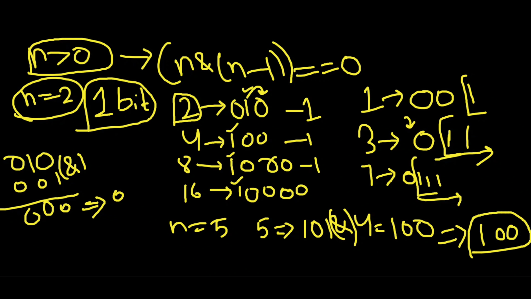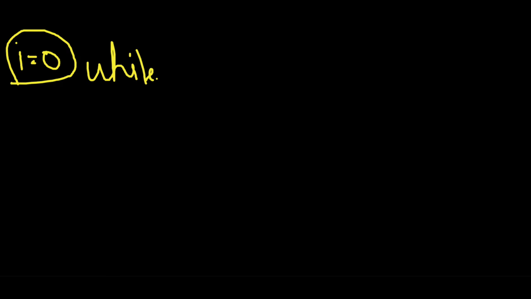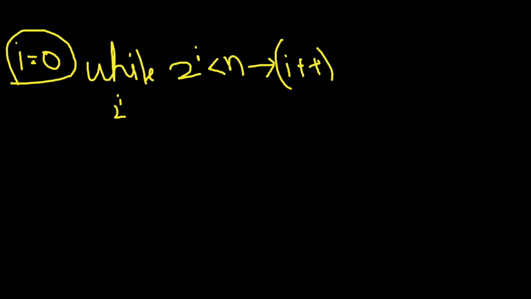Let's see another approach. Let's take I equals 0, and we need to check, while 2 power I is less than the given number, we just increment the I value by 1. Okay, so what if 2 power I exceeds n? We'll just compare if 2 power I is equal to n or not.